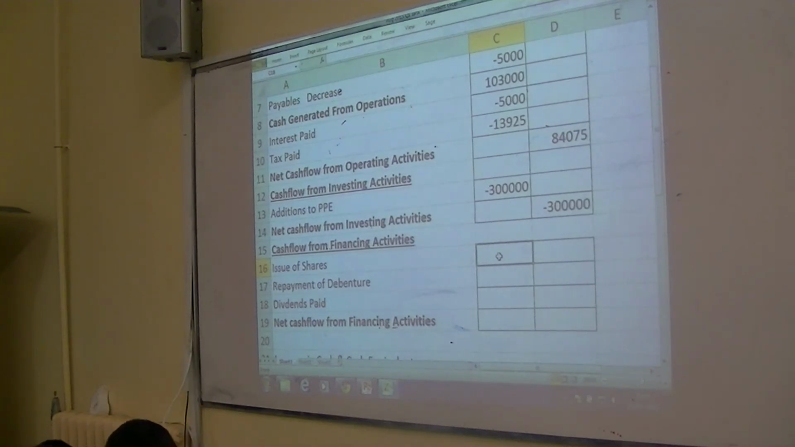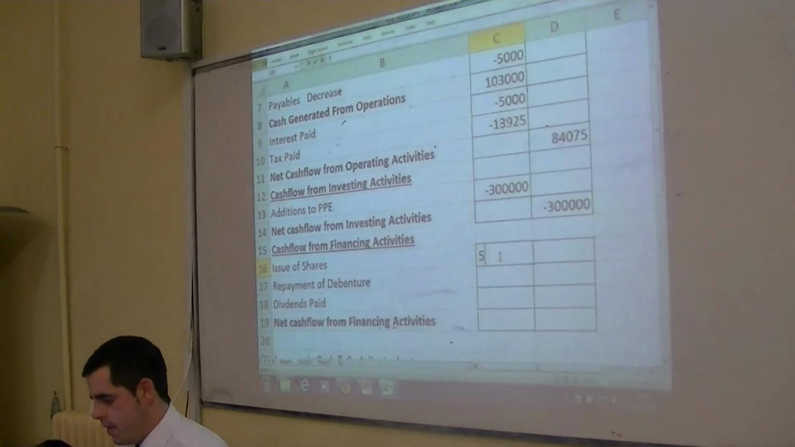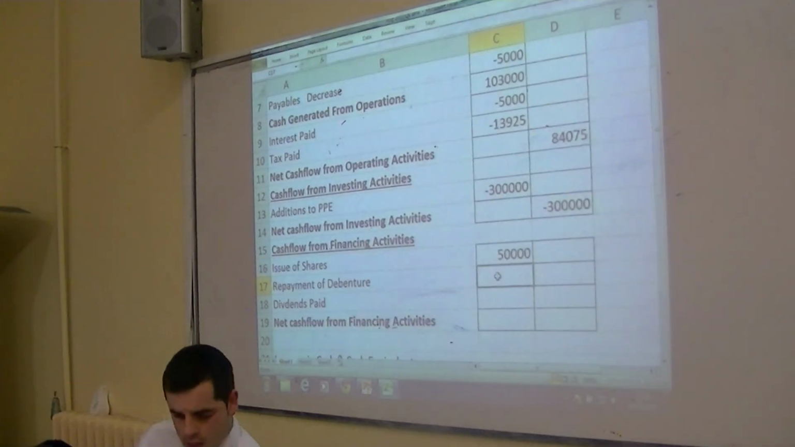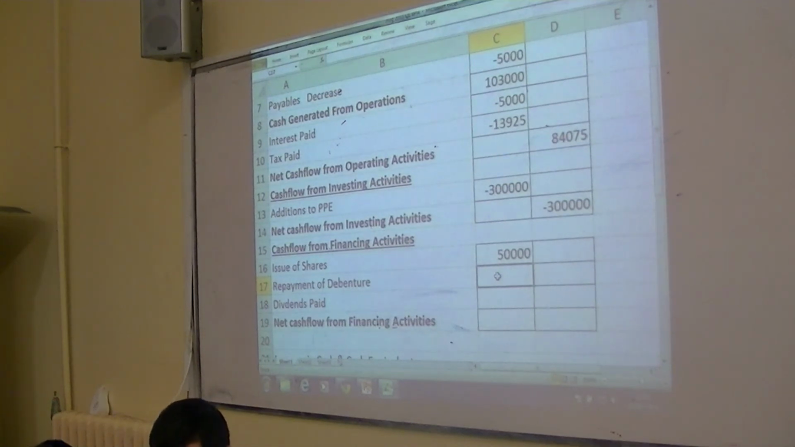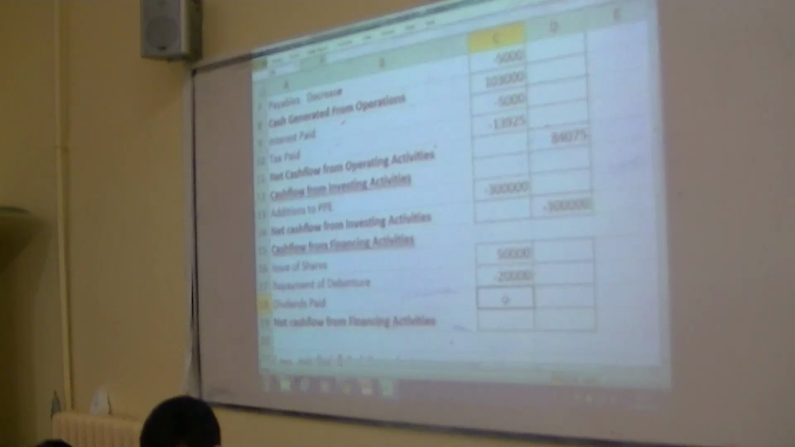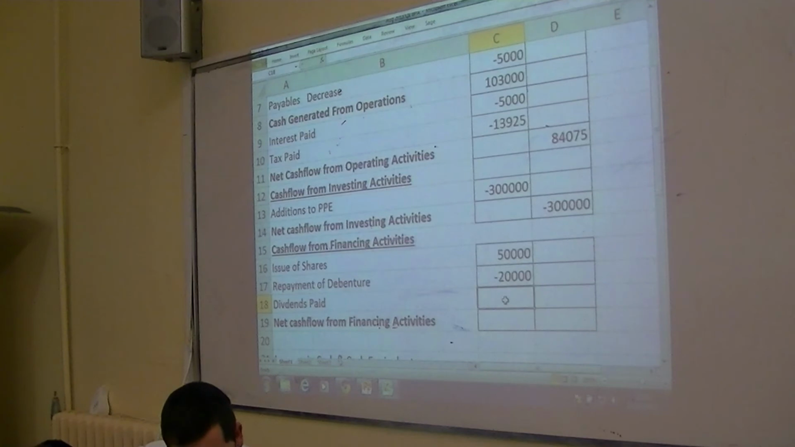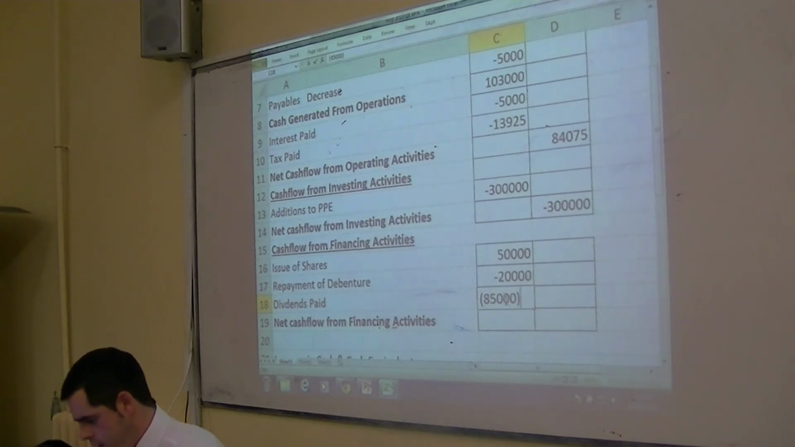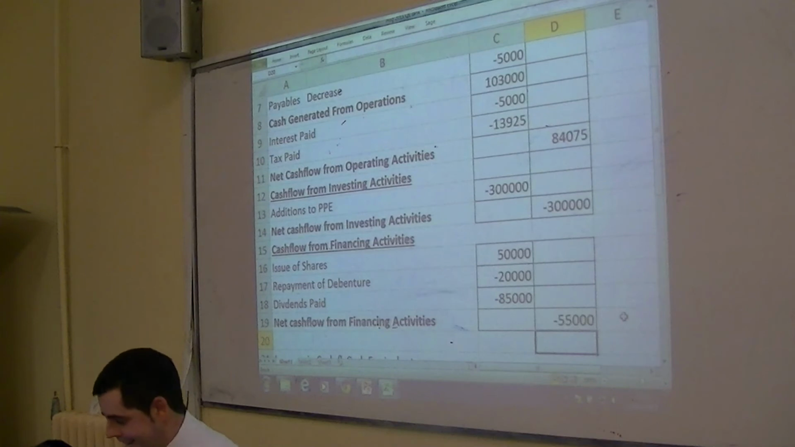Perfect. Issue of shares. There's no share premium this time. All you see there is our share capital is at 800 up to 850. So that's an increase of 50,000. And you'll see the venture has gone downwards. It's gone from 120 down to 100. So that's a negative 20. And dividends paid is the last thing. If we look at our statement of changes in equity on page 2, very last figure, under retained profits, dividends paid in the year was 85. Perfect. So with those, it leaves us with negative 55.